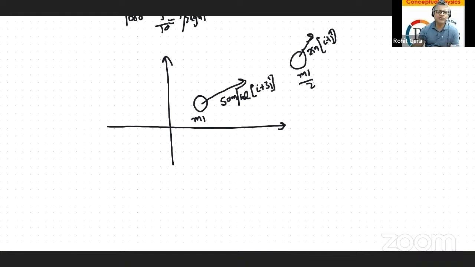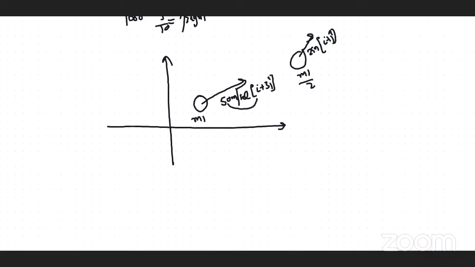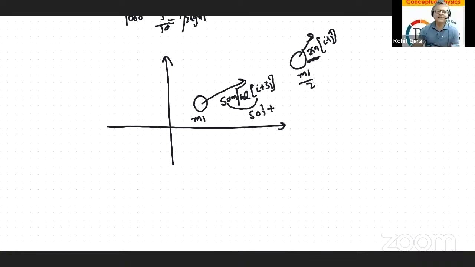So 50 multiply, so this will become 50I. The mass is m1 by 2. This is the magnitude, some magnitude. So the velocity vector of the second.